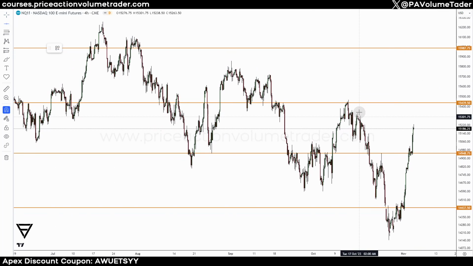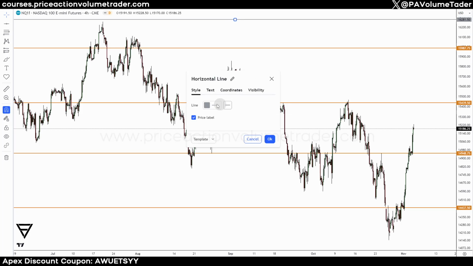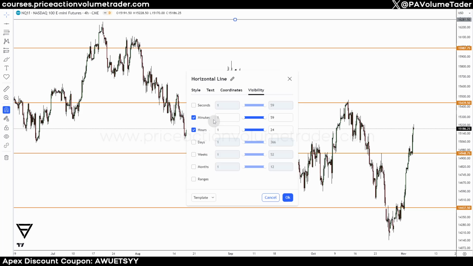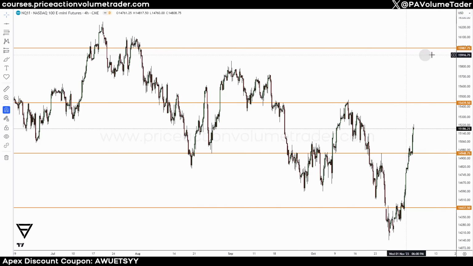So I do the same thing. I grab the horizontal drawing tool, but now I'm going to use the minor support resistance template that I have, and it's basically the same horizontal line, but I have it in a different color. In this case, I'm using gray. And when it comes to the visibility, now I only have it show up on the hourly and the minutes. That way, all these levels that I'm going to put in, if I zoom out on the daily or higher, they're not going to show, and it's going to make the charts look a lot cleaner and more organized.